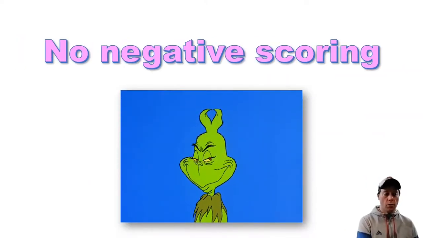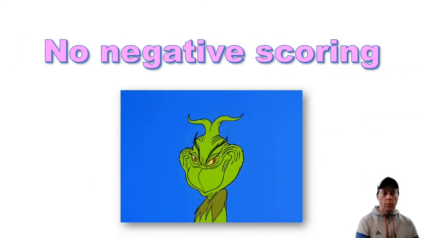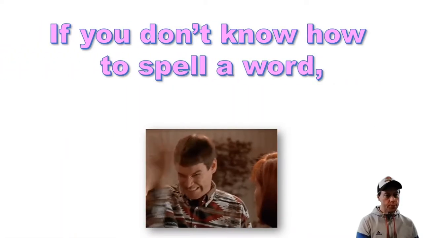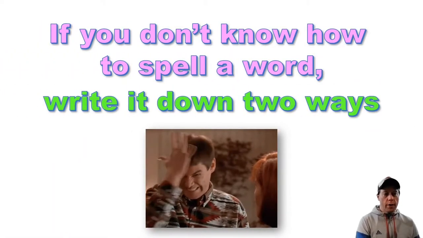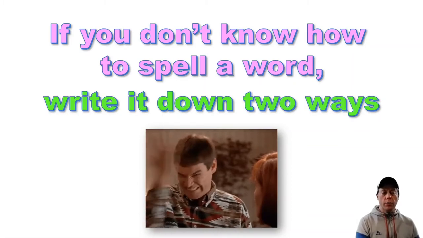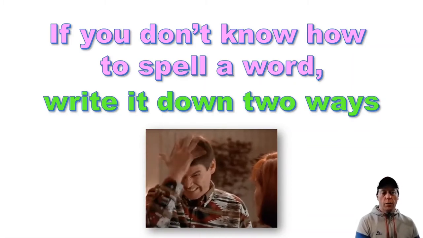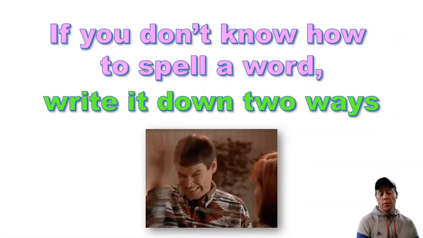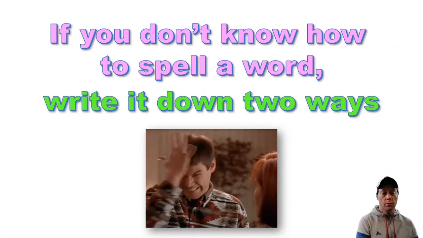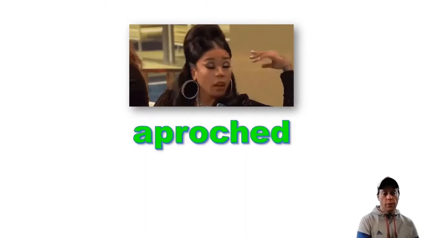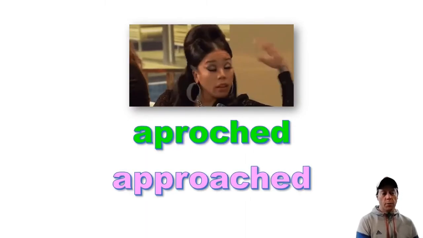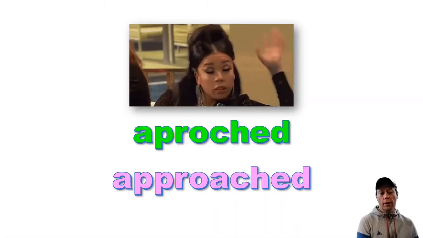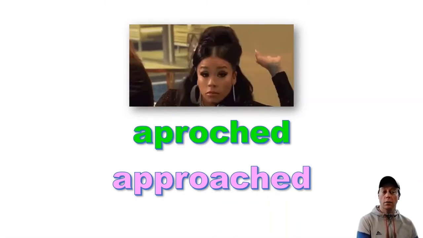There's no negative scoring either, so I'll explain what that means. If you don't know how to spell a word, you can write it down 2 ways. The computer is only programmed to recognize the correct word, not the incorrect word, which means you can write it a couple of times if you need to. For example, if you don't know how to spell approached, you could spell it a couple of ways. The computer is only going to recognize the correct one.